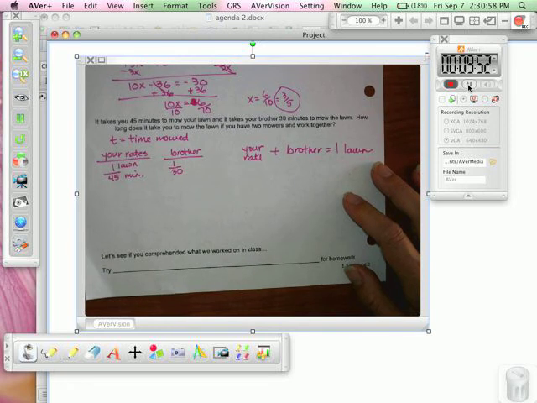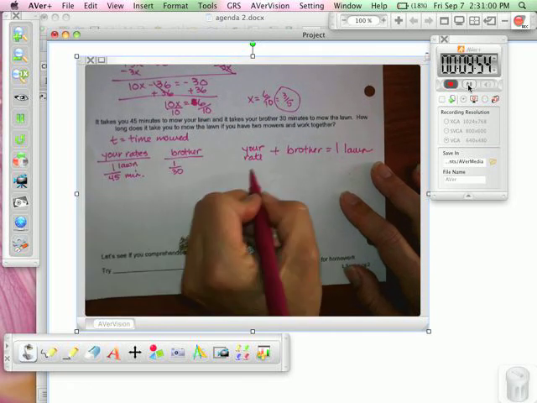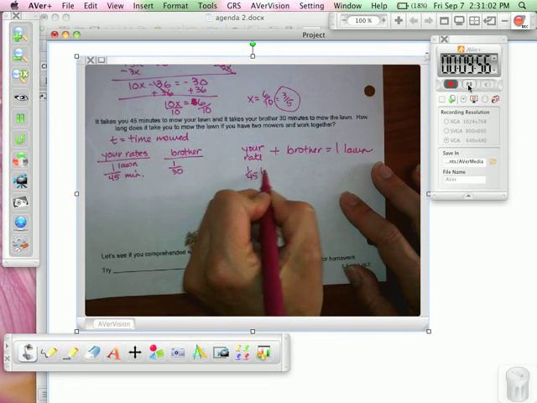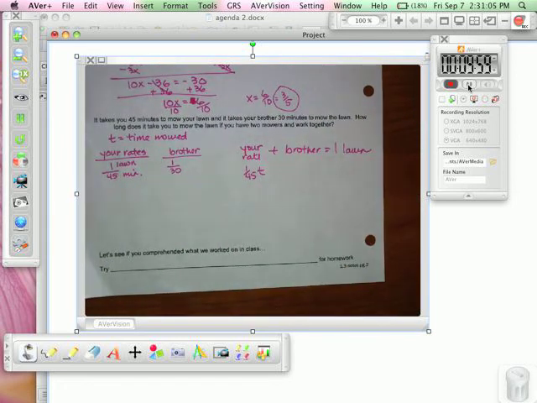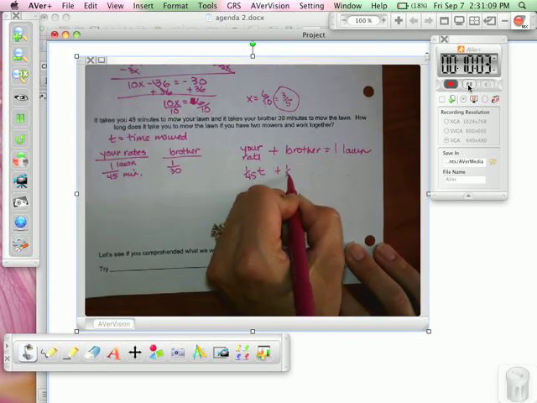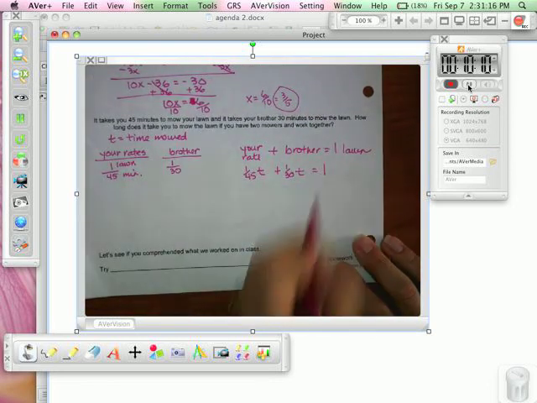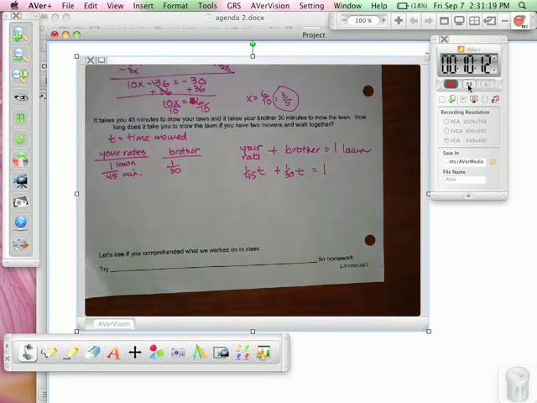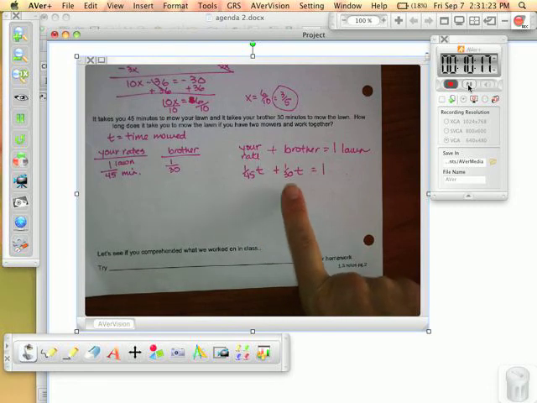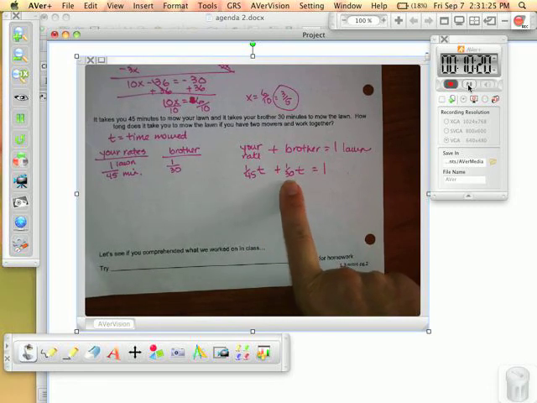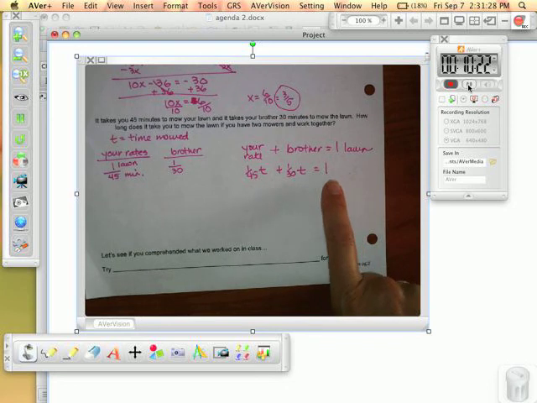So what happens is you mow 1 over 45. This is going to be the time that you mow at your speed, times your speed, plus your brother's speed and his time, equals 1 lawn. The time that you mow at your speed plus the time your brother mows at his speed, and you're going to get 1 lawn done. Now you look at that and you say, that's just nasty. I don't want to deal with those fractions.